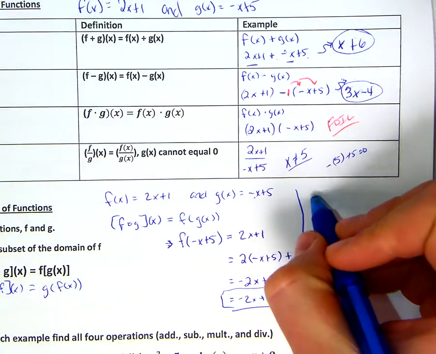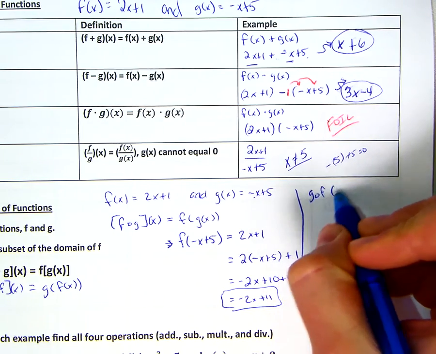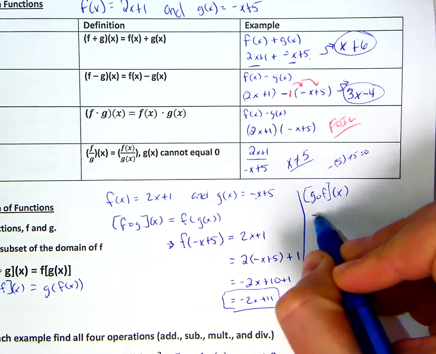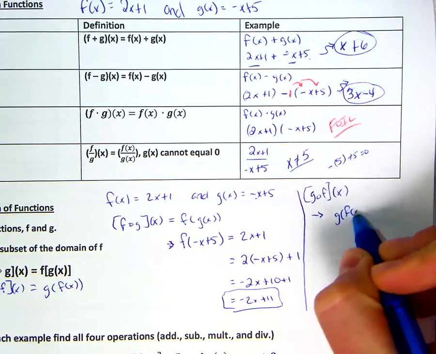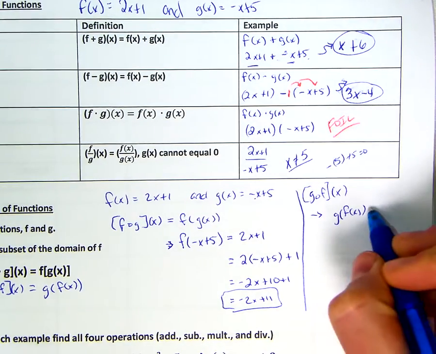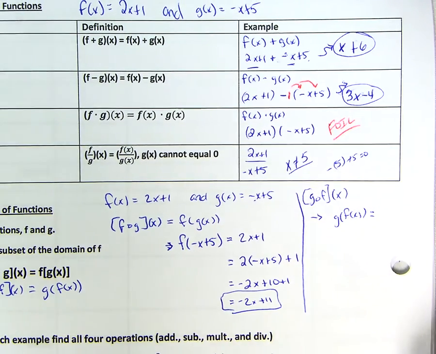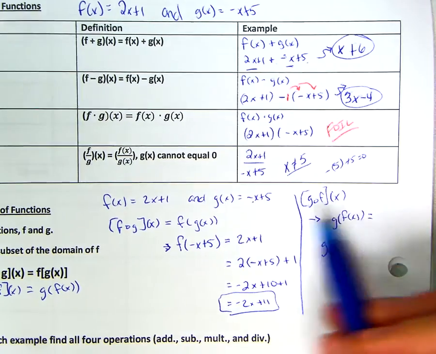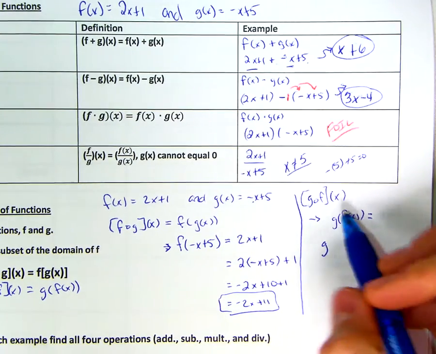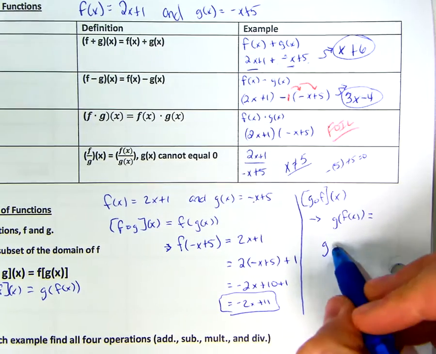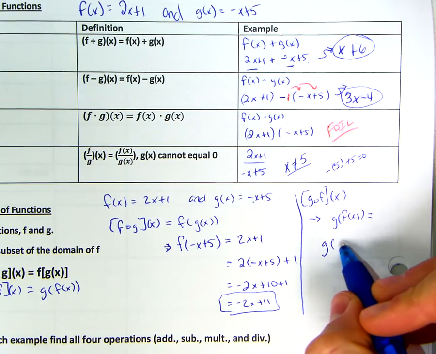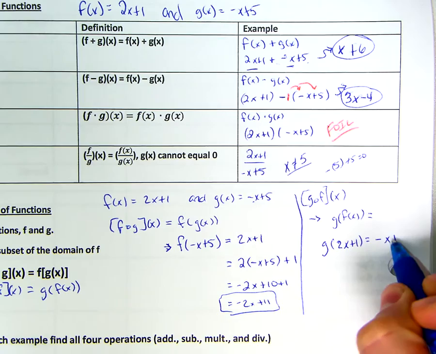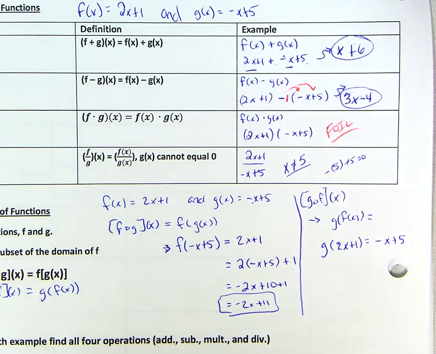For the other way now, g of f of x looks like this. So you have g of f of x. I am using the f of x and putting that in the middle between g and the parentheses. So we have g of 2x plus 1, and that equals negative x plus 5.